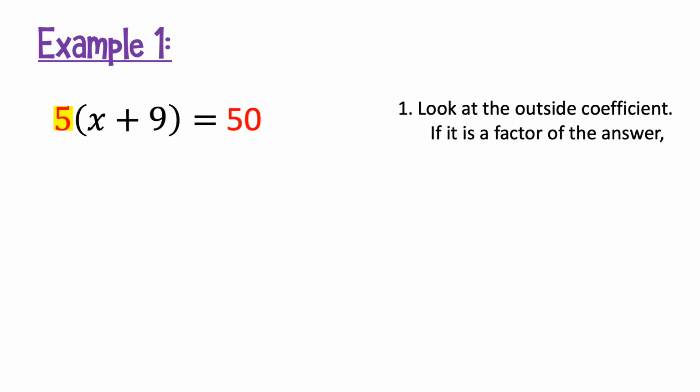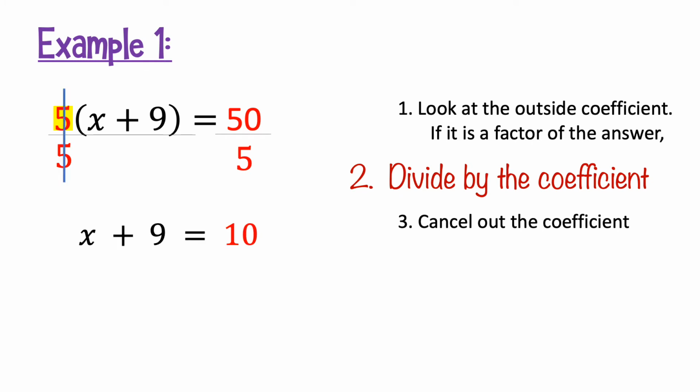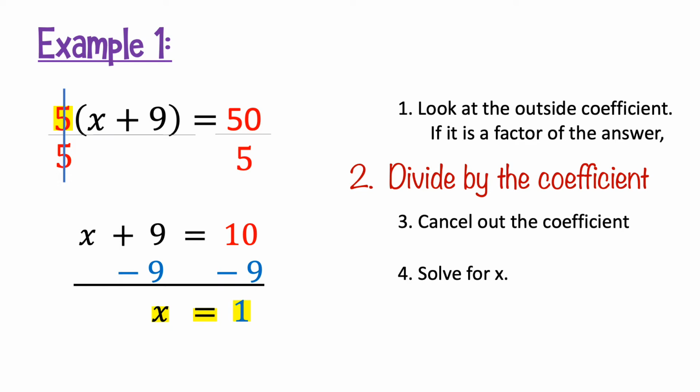What we're going to do is look at the outside coefficient. In this equation, the outside coefficient is 5. If 5 is a factor of the answer, which is 50, then we're going to divide by the coefficient. Notice 5 is a factor of 50, so we're going to divide both sides by 5, dividing by the coefficient. When we divide both sides by 5, we're able to cancel out the coefficient, and we're left with x plus 9 equals 10. Now we can easily solve for our variable. We can subtract 9 from both sides and see that x equals 1.